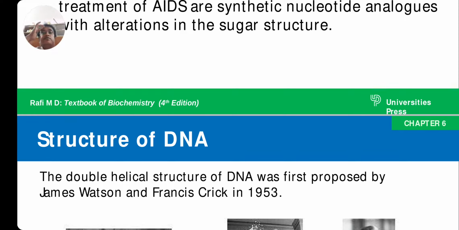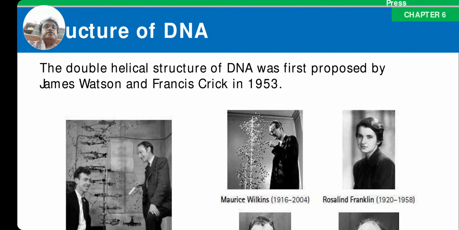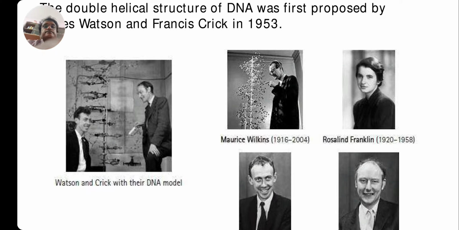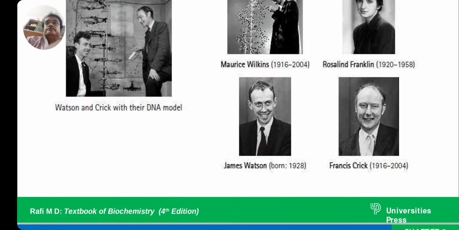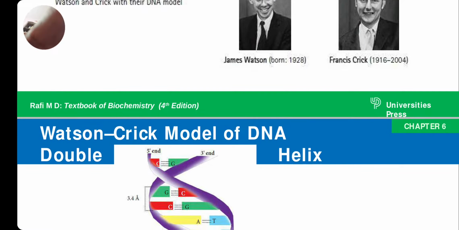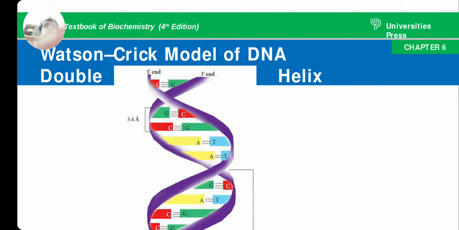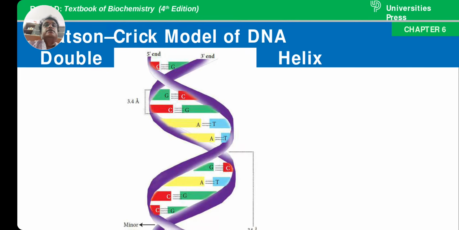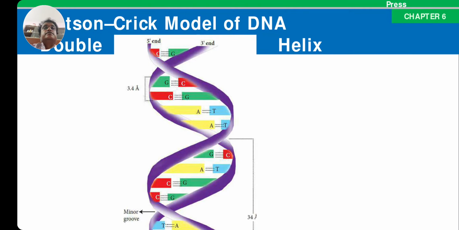Now, the structure of DNA. The double helical structure of DNA was first proposed by James Watson and Francis Crick in 1953. Watson and Crick with their DNA model. The Watson and Crick model of the double-stranded DNA helix.